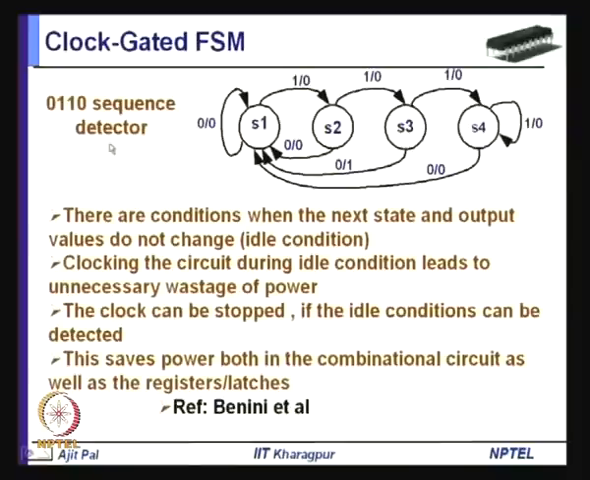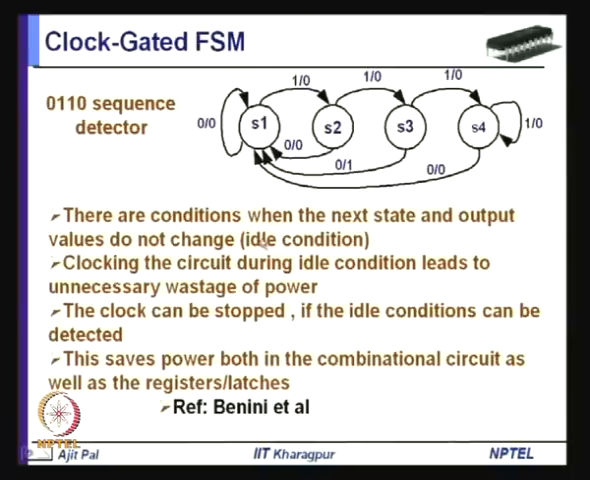Now, let us consider an example, the 0100 sequence detector, which I have already discussed. Here, as you can see, there are some conditions. For example, when the machine is in state S1 and input is 0, as long as the input is 0, it remains in the state S1 and output is also 0. That means, there are conditions when the next state and output values do not change, and similarly there is another state S4, where as long as the input is 1, it remains in state S4 and output is also 0.